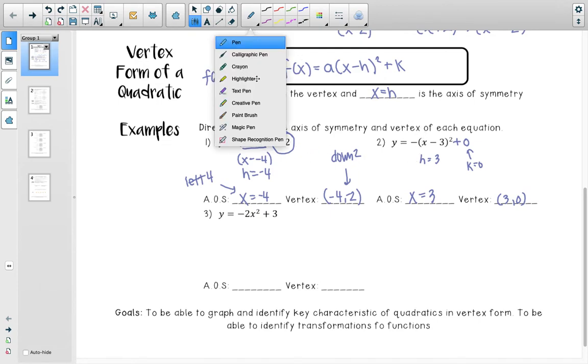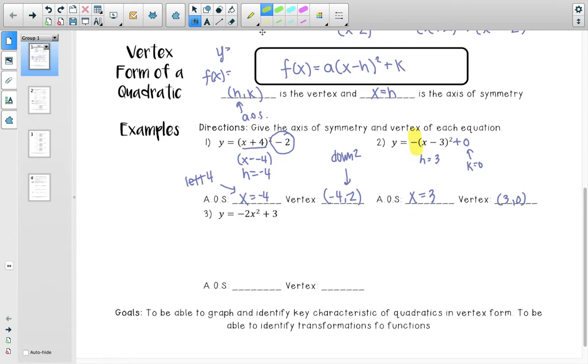What does the negative in front of this do? Any ideas? What is the negative in front? Well, if you said it makes it open down, you're correct. So that negative in front makes it open down, and that's what we call reflecting. Okay? If you notice there's a positive in front of here, so this graph opens up. And I would like for you to write this in your notes, so that way you have something to reference back. So this negative makes it open down, and we call that reflecting.